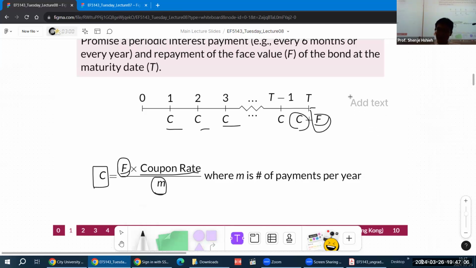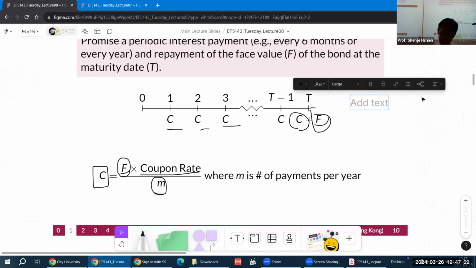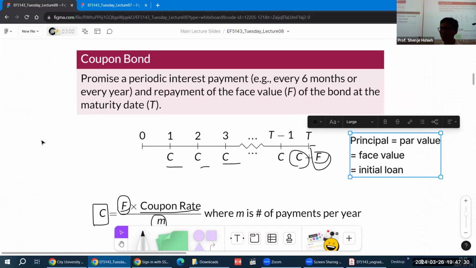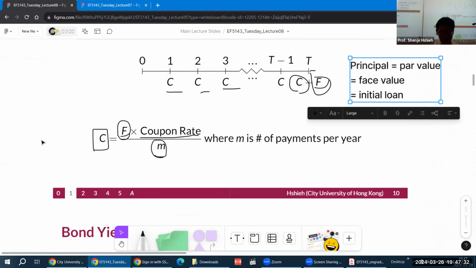I use these terms interchangeably. Principal is the same thing as par value, is the same thing as face value, or initial loan. They all mean the same thing. Cool. So far, everything's just review.